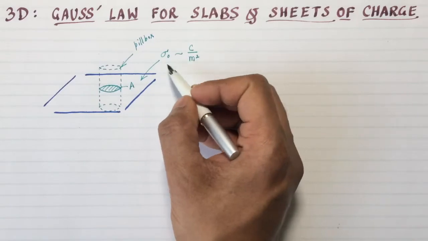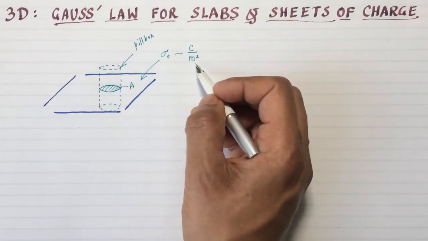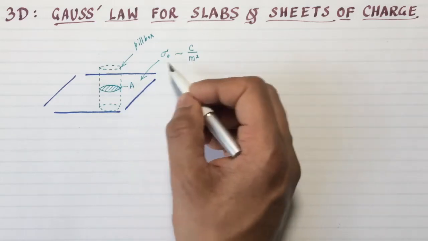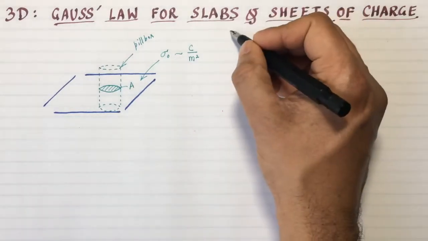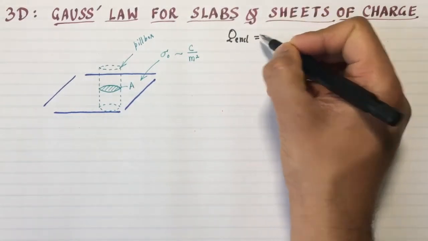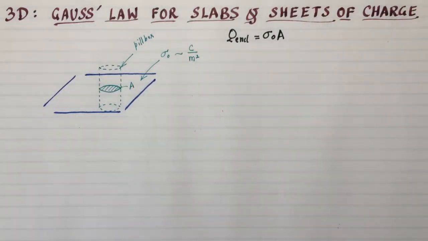So the charge enclosed by the pillbox is simply A times sigma naught. Because sigma naught is coulombs per square meter, that times square meter will give me coulombs. So the right hand side of Gauss's law is very simple. Let me just write that right away. Q enclosed is equal to sigma naught times A. The left hand side of Gauss's law, what is that?